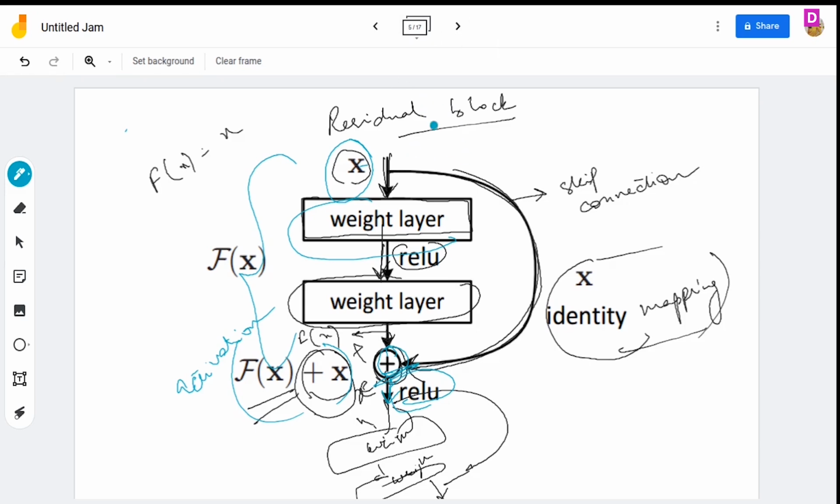So basically this whole skip connection acts as a regularizer. If you remember, we talked about regularizers and they were usually required to prevent overfitting. But in this case, they are required to prevent network degradation. Okay.